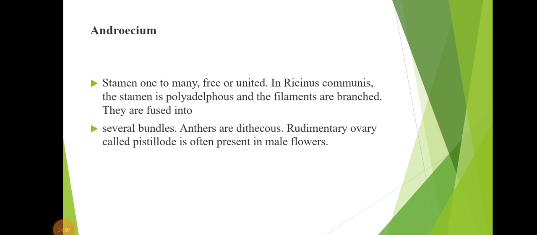If you see the androecium, the stamens are one to many, free or united. In Ricinus communis, the stamens are polyadelphous and the filaments are branched. They are fused into several bundles. Anthers are dithecous. A rudimentary ovary called the pistillode is often present in male flowers.